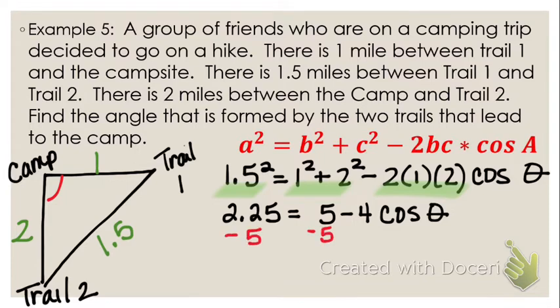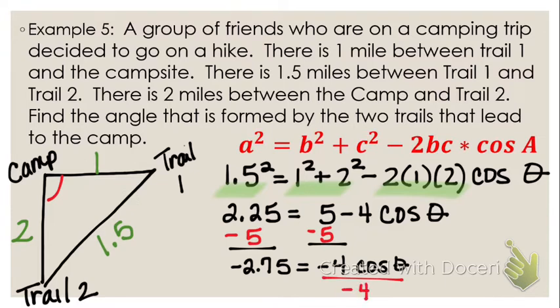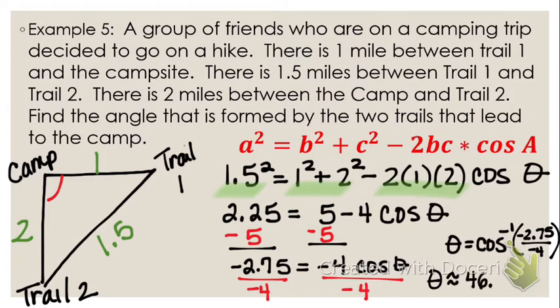Subtract 5 from both sides. And that would be negative 2.75 equals negative 4 cosine of theta. Divide both sides by negative 4. So theta equals the inverse cosine of negative 2.75 over negative 4. And when you type that in your calculator, you should get approximately 46.567 degrees. And that would be the answer that I'll be looking for. Our test is a week from today.